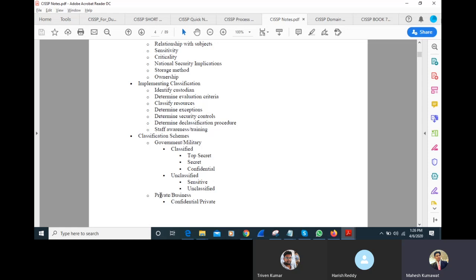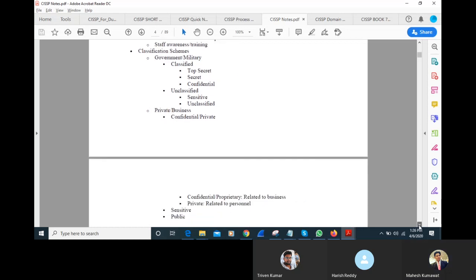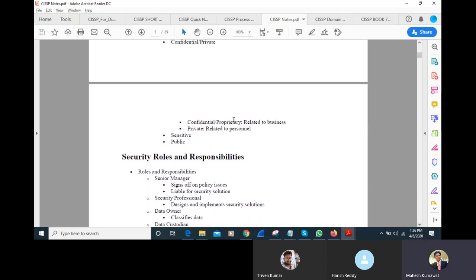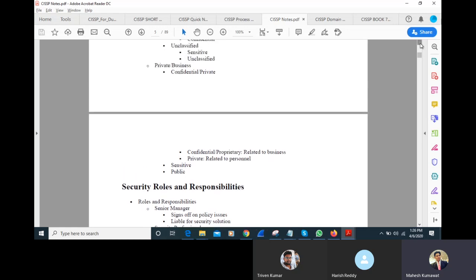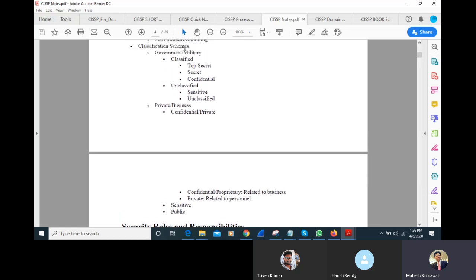The second is private and business. Confidential data and proprietary data are from the private business perspective. Confidential and proprietary data is related to business. Private is related to personal and sensitive data, and public data. So we have some classifications, right? We have top secret data, sensitive data, classified data, unclassified data, and secret data. These are the classification schemes you can use.